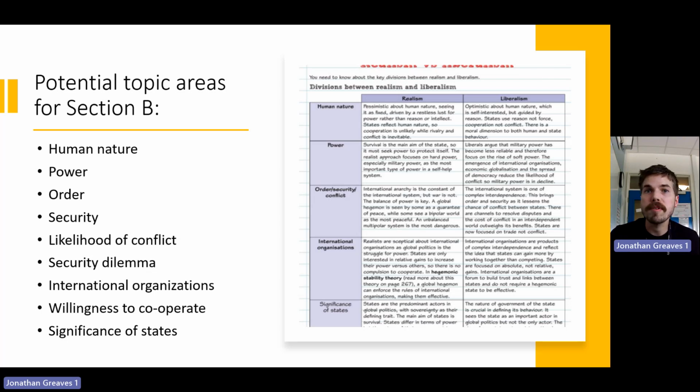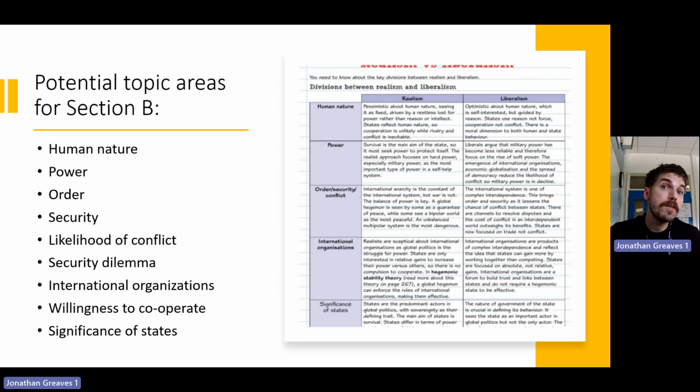Liberals have a much more optimistic view of cooperation. They think that both sides can gain. So we're talking here about relative gains and absolute gains. So when talking about power, you can talk about security. You can talk about cooperation. You can talk about the significance of states.